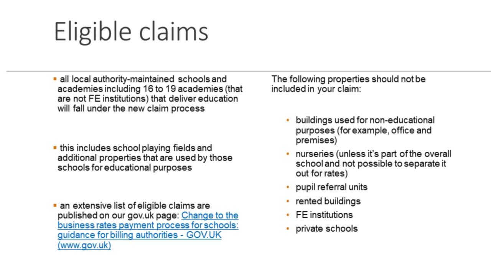We'd also not expect to see any nursery claims for nursery buildings which are used solely for nursery. This is because nurseries are funded via different routes. The only exception to this really is if the nursery is part of the overall school and it's not possible to separate it out for rate purposes. Other properties we'd not expect to see come through on the claim are pupil referral units, rented buildings, FE institutions, and private schools. But apart from those, everything else, the main school and premises, we would pay for.